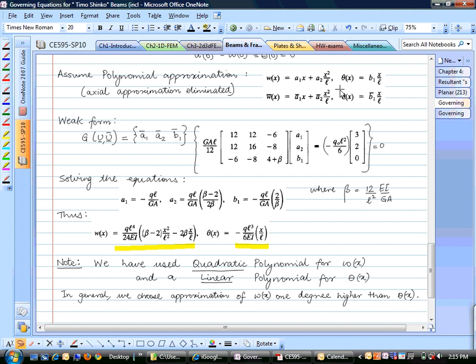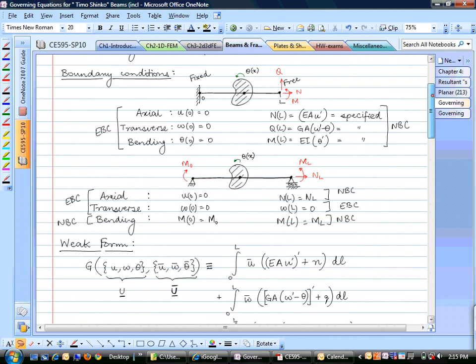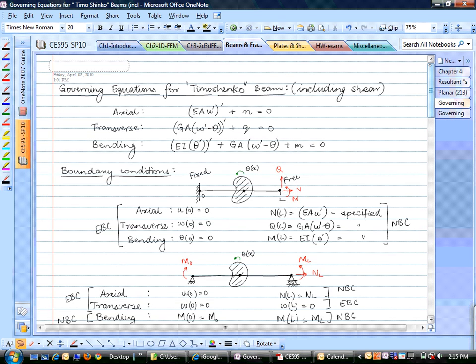And in that case, you would get better results. So this is basically the governing equation, weak form, and all that on strain displacement and material laws for a Timoshenko beam, which includes shear. So the next topic here is a special case of this planar beam.